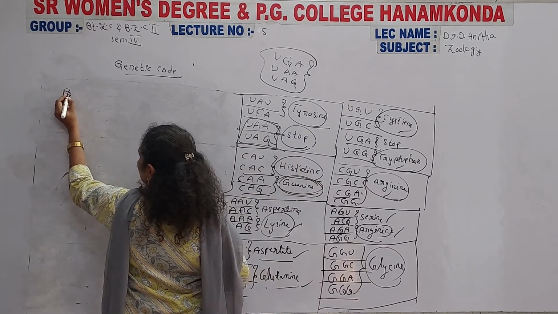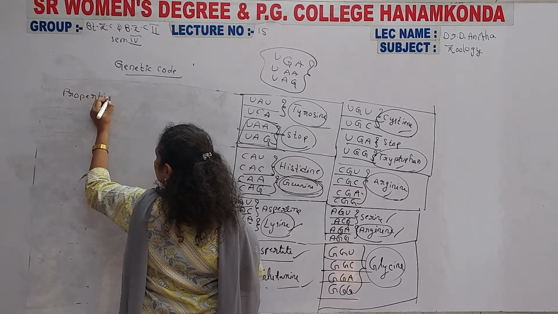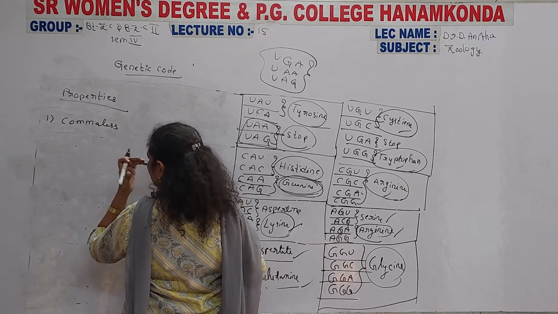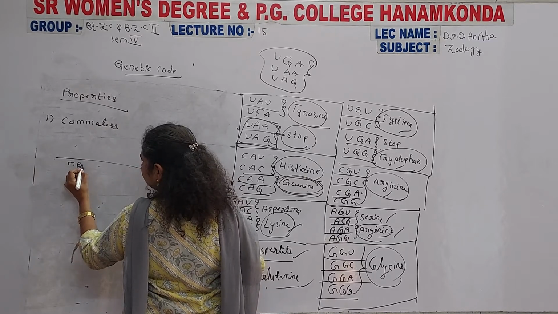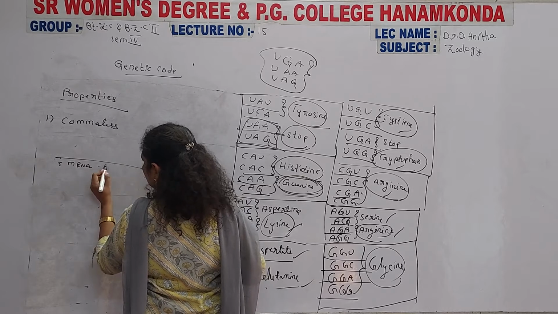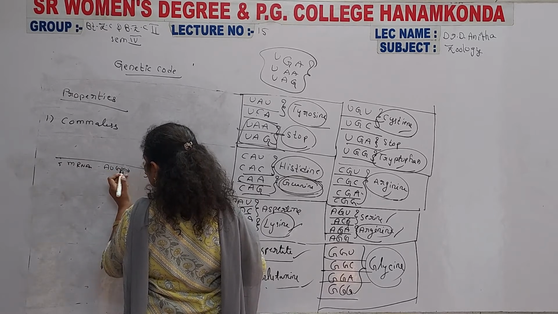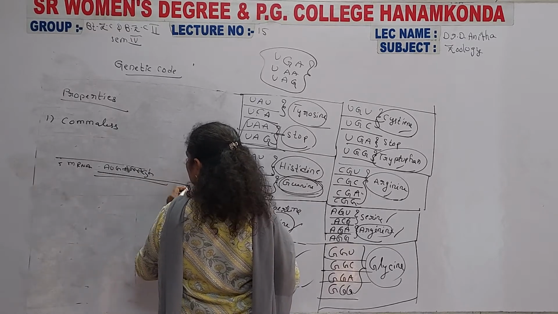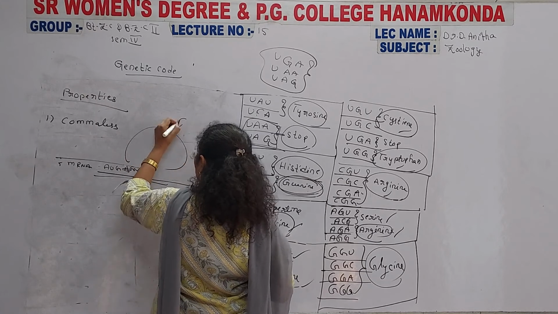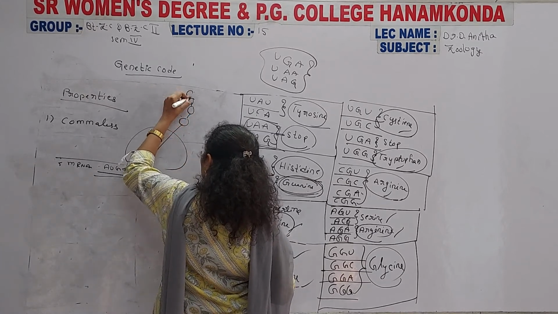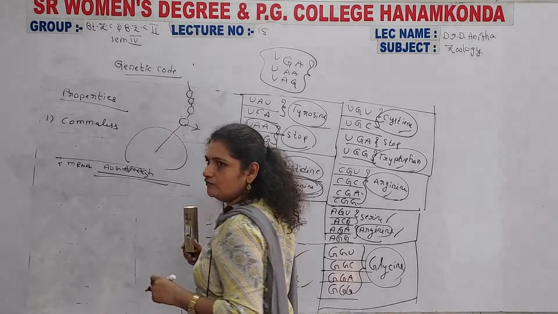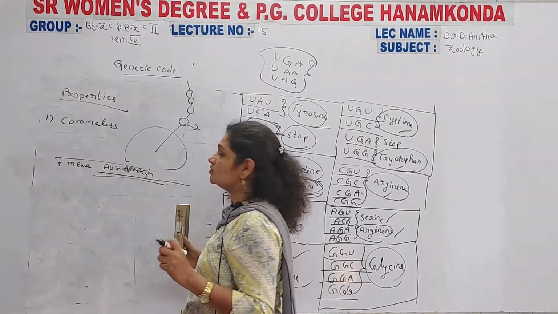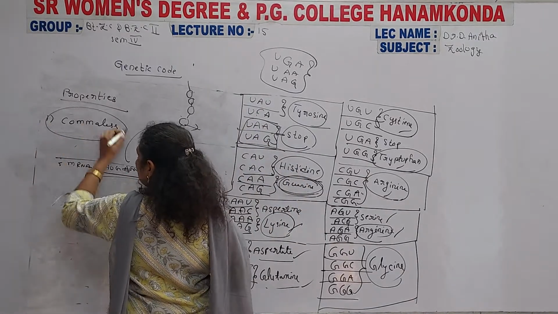Now the properties of the genetic code. The first one is comma-less. In the mRNA from 5' to 3' end, AUG, AGG, ACG, in this manner it continues, and on the surface of the tRNA the process continues one amino acid after another, but there is no comma and no full stop until they reach the stop codon. That's why the property is comma-less.